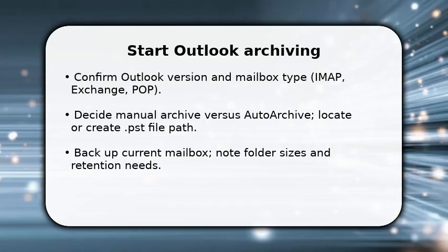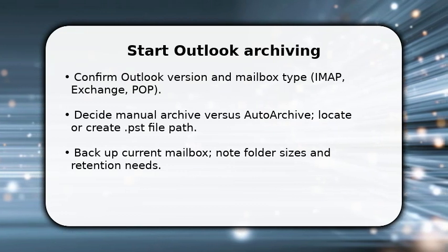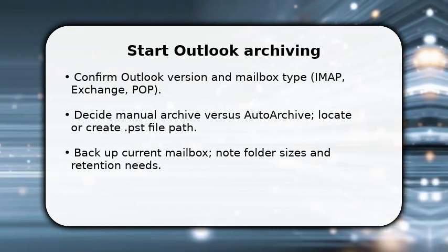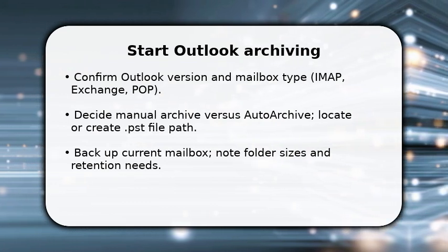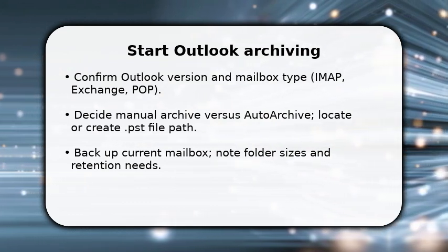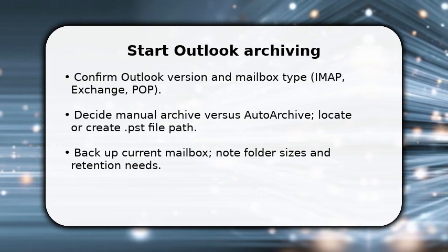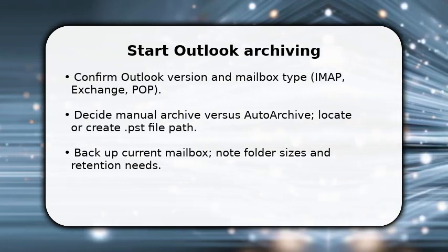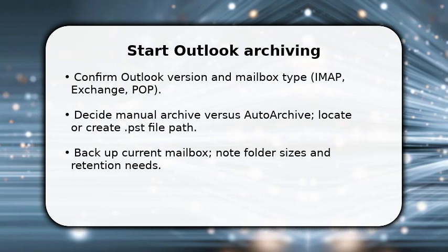You begin by verifying Outlook version and mailbox type because the steps differ for Exchange versus POP. Once done, choose Manual Archive or Auto Archive. Create or pick a destination PSD file and note its path so you won't lose data. You should back up your mailbox first and check large folders to prioritize.